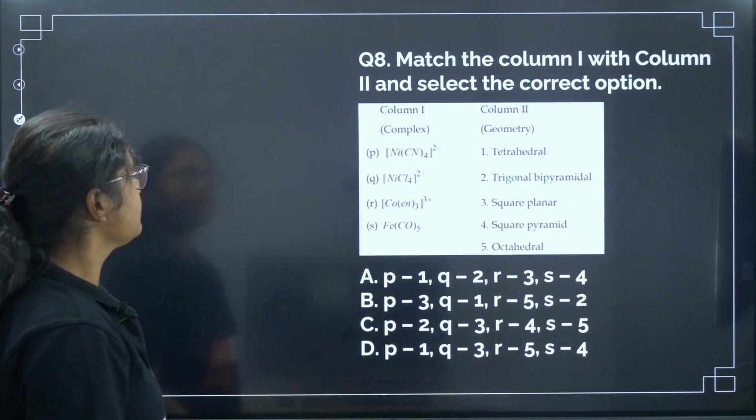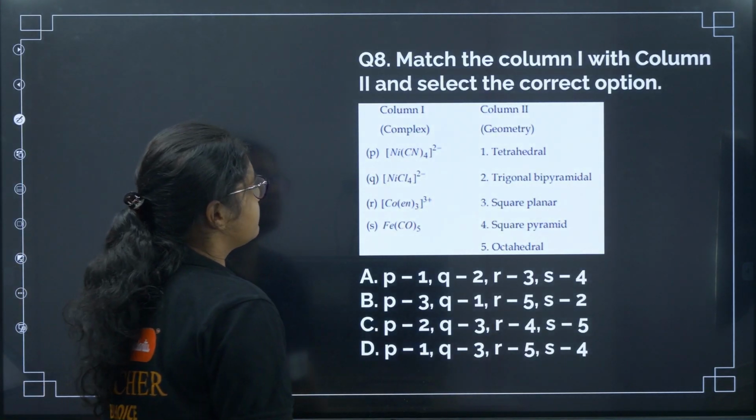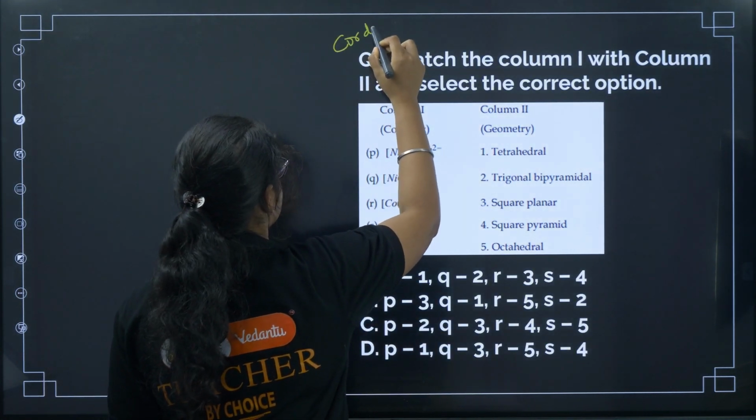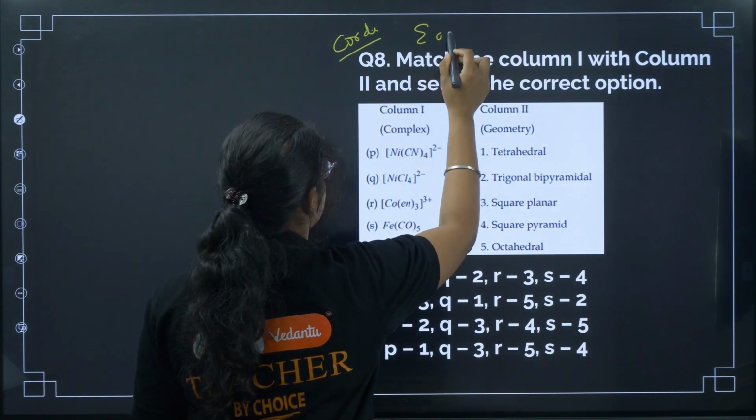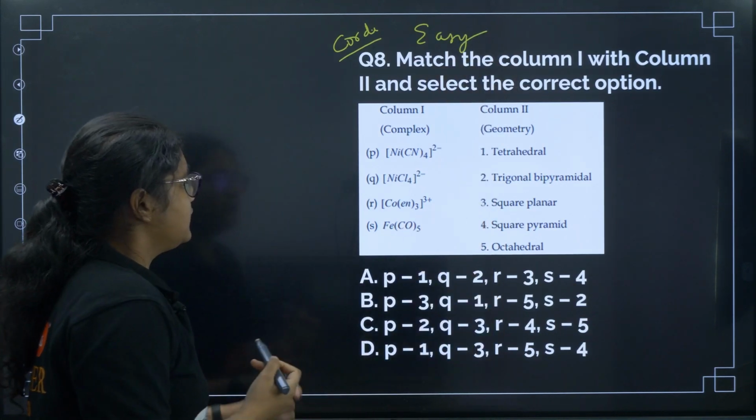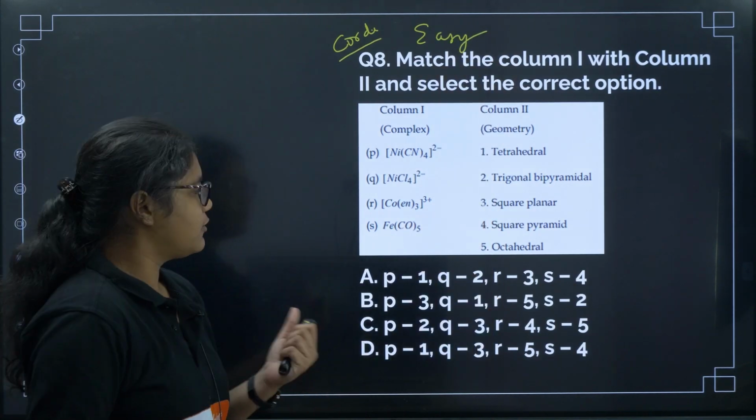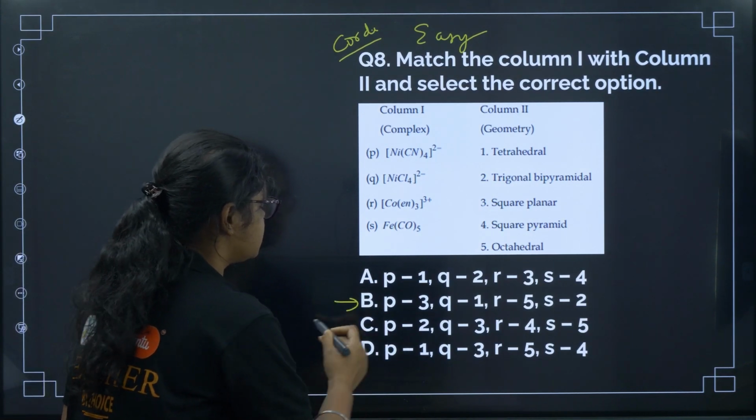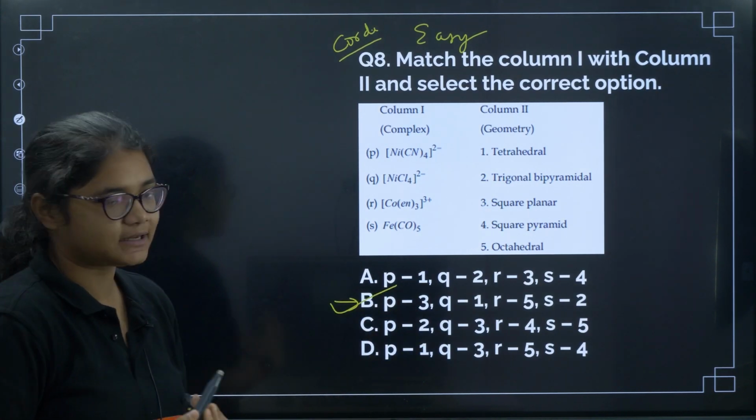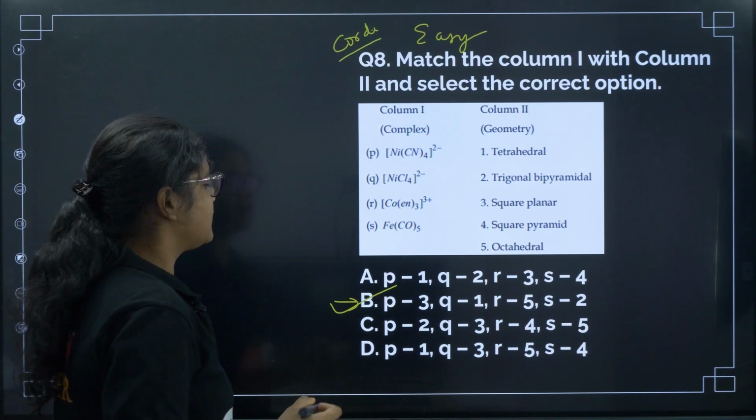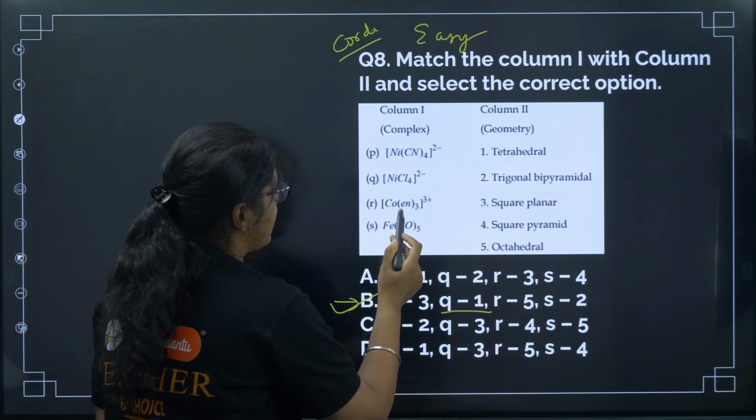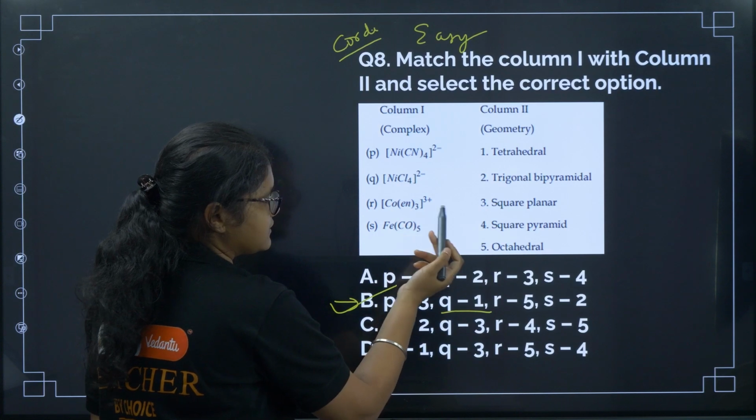Very easy question. Next, match the following column 1 with column 2 and select the correct option. So this question is from your coordination chemistry. Again, I'll say very easy question. So if you see Ni(CN)4, strong field ligand, it forms square planar complex. So P should be 3. P3 is in only one option. We can easily take the option number B as the correct answer. And let us see the other options also. NiCl4 will be tetrahedral. So Q should be 1. And then Co(en)3 is coordination number 6, octahedral.